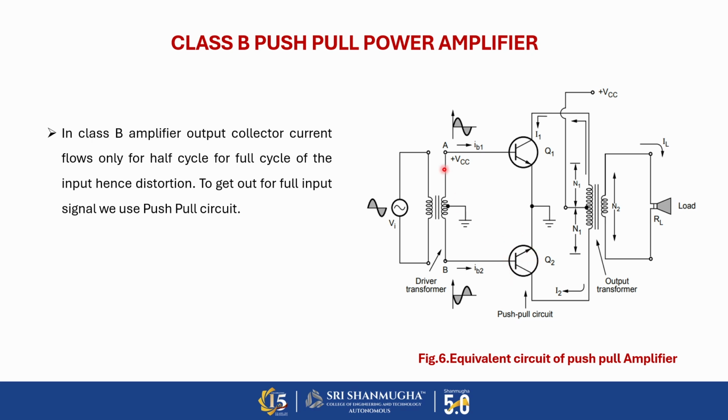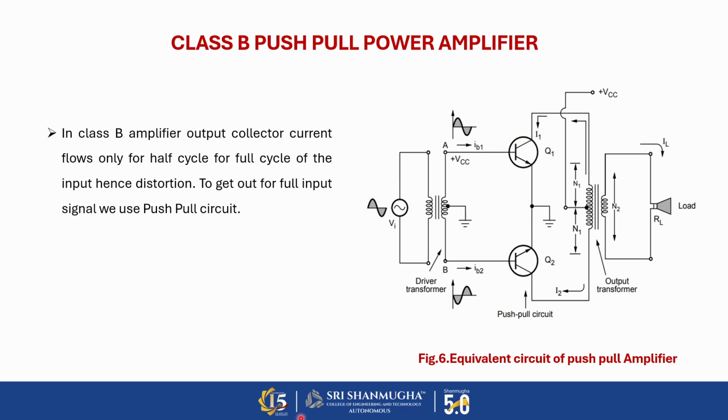For the positive half cycle, the base of transistor Q1 becomes positive and the collector current flows. At the same time, transistor Q2 has a negative half cycle, which throws the transistor Q2 into cutoff condition, and hence there is no current in the Q2 transistor, that is IC is equal to 0. Here we can measure the IC value in the Q1 transistor.